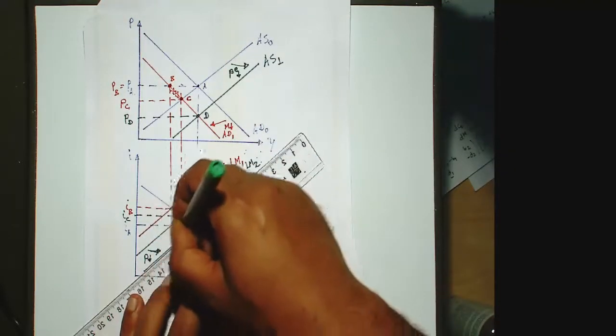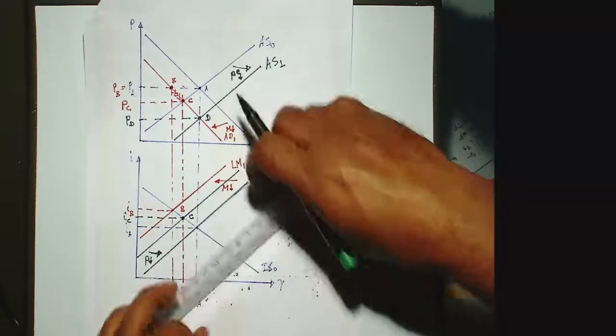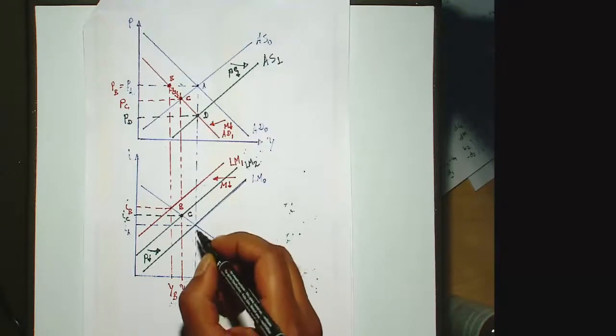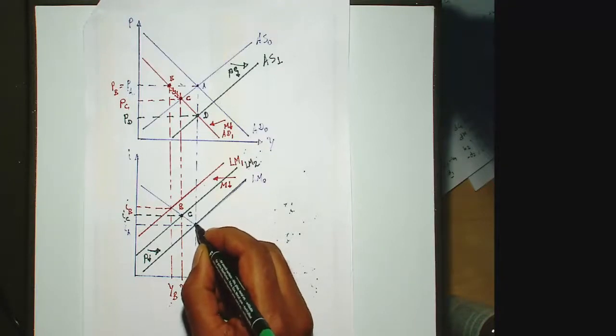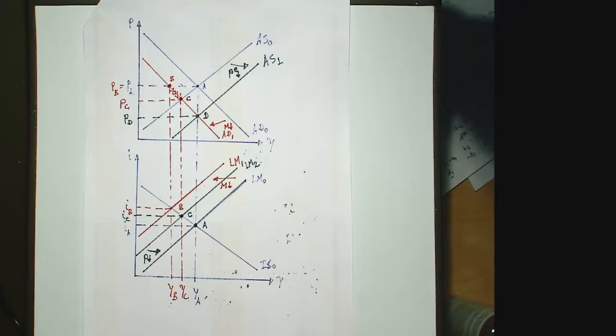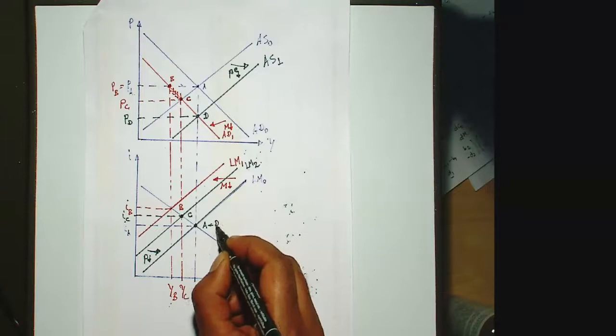So I would just draw the new LM curve, which is equal to the initial LM curve, LM0. And now we have reached the initial equilibrium, which was given by point A. And we have also a new equilibrium in our ASAD model, which is given by D.